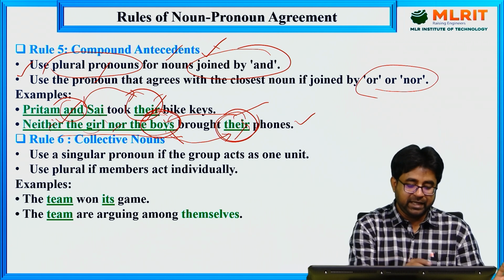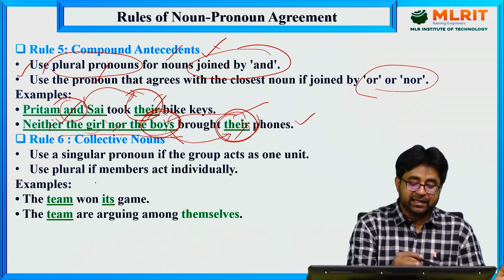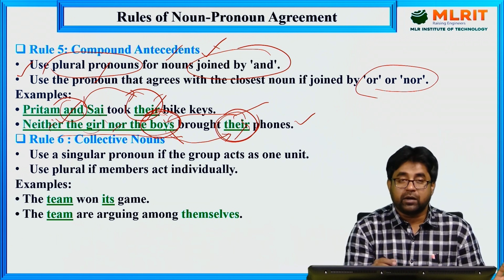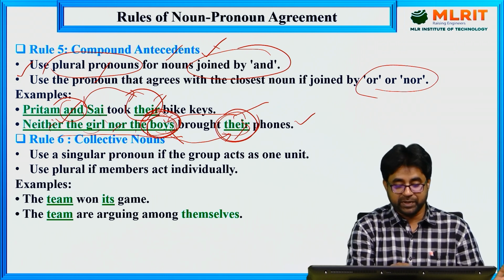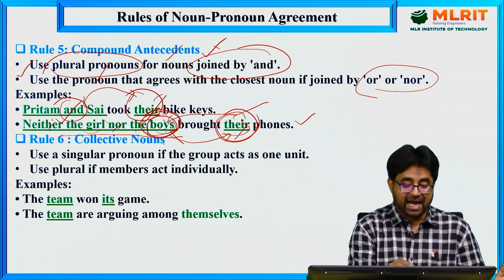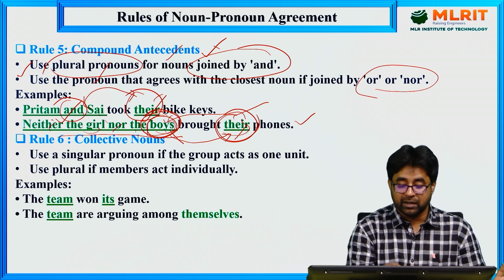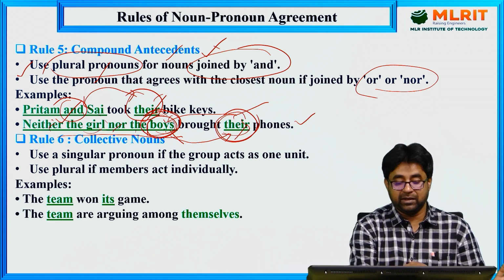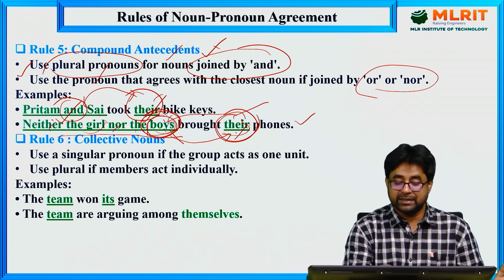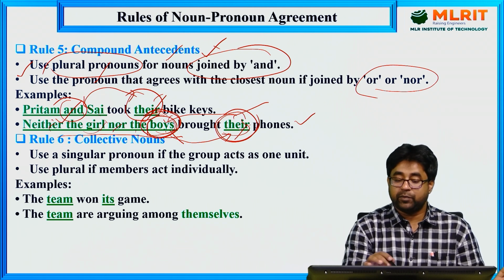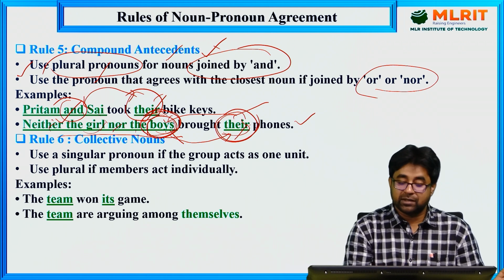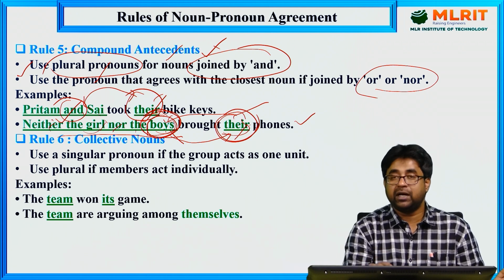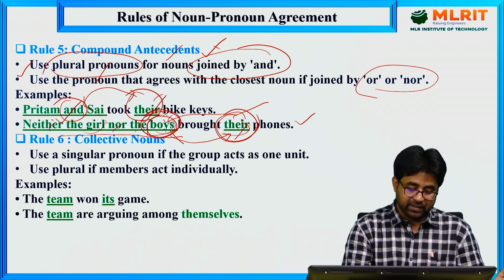Now just see, if I change the sentence like neither the boys nor the girl brought. So what will happen in this case? I cannot use their, because I need to check the closest antecedent. So here, after the change, the closest antecedent would be girl, singular. So that's why I have to say her. Girl is female also, so the gender also we have to change. We have to use her, not his. So neither the boys nor the girl brought her phone. Fine? I hope it is clear.